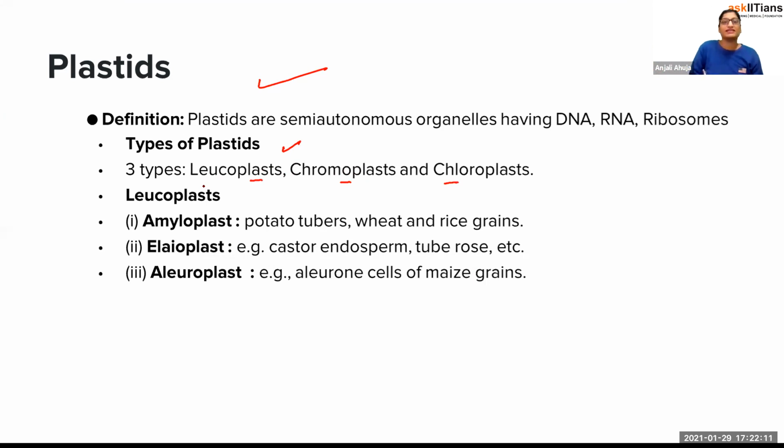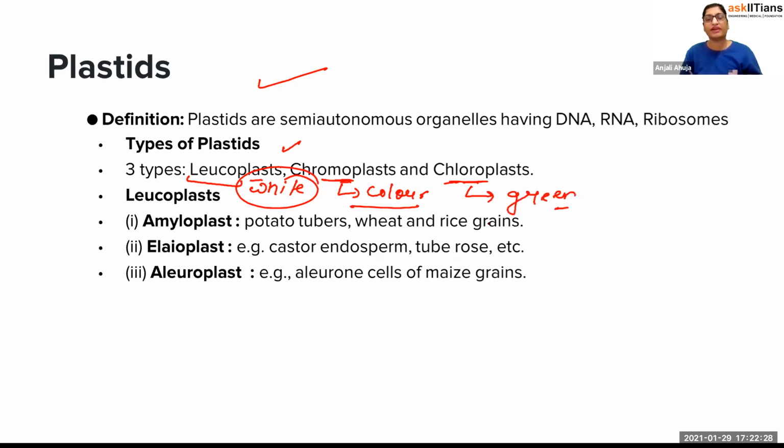Now remember one thing, guys. Wherever you see the word leuco, that means something is white, or you may say transparent. Wherever you see chromo, that means something is colored. And wherever you see the word chloro, that means something is green. So these depend upon the type of pigment which is present inside.